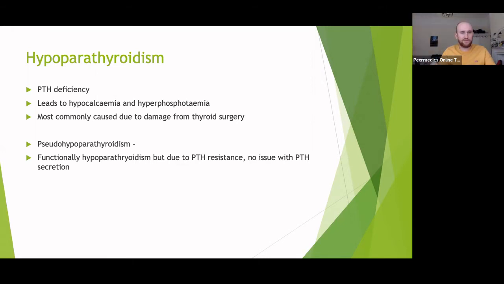We also have pseudohypoparathyroidism, where they look functionally hypoparathyroid, but it's due to parathyroid hormone resistance, whereas it's not an issue with the parathyroid gland itself. I also came across pseudohyperparathyroidism in my reading, which I thought was hilarious, but we're not going to cover that because it seemed very, very rare.